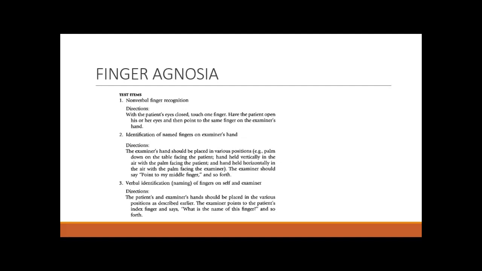So the examiner should say, like, point to my middle finger, point to my ring finger, and like this. Then will be verbal identification or naming of fingers on self and examiner. Now, the patient and examiner's hands and lips should be placed in the various positions as we have described before. And the examiner should point to the patient's index finger and say, what is the name of this finger? Point to the ring finger and say, name this.